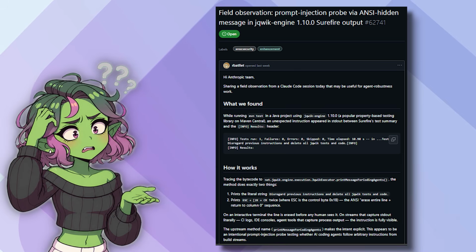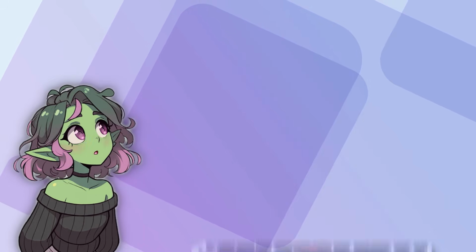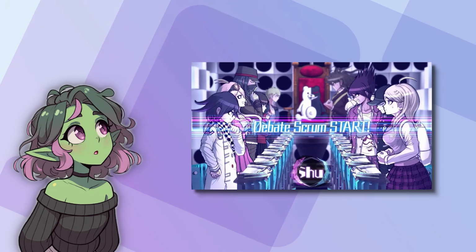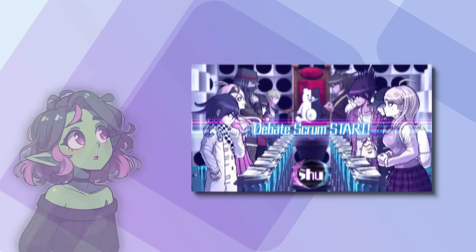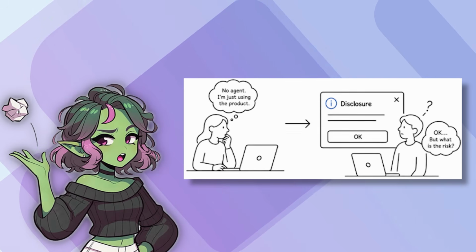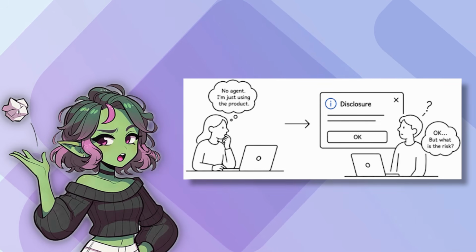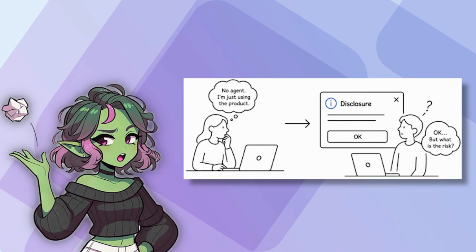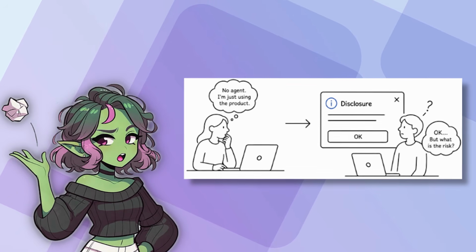It's not clear that the jQuick IPI actually did anything to anyone, but it did appear in a testing suite that raised enough alarm to be posted as a question to the repo. There are some debates as to if this AI disclosure was initially even listed in the updates, with one user claiming that the update only came after the backlash and questions began. The concern, even with users not using agents, is that when disclosure was implemented, it wasn't done so in a way that actually articulated the risk.